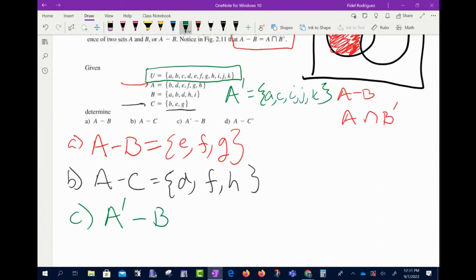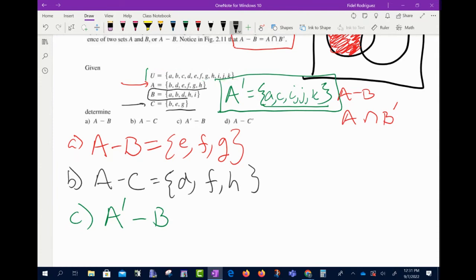Okay, so here's my A complement. So again, y'all, I'm using this piece right here, okay? And I'm going to say, I want to pick letters that are here that are not in the set B, okay?